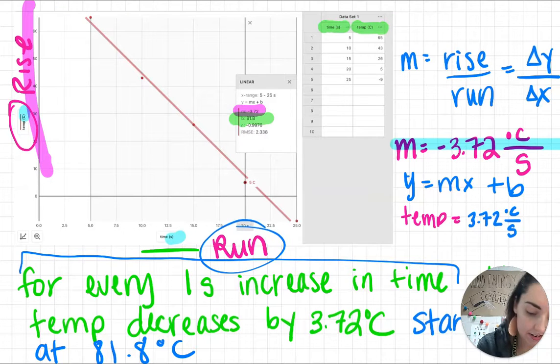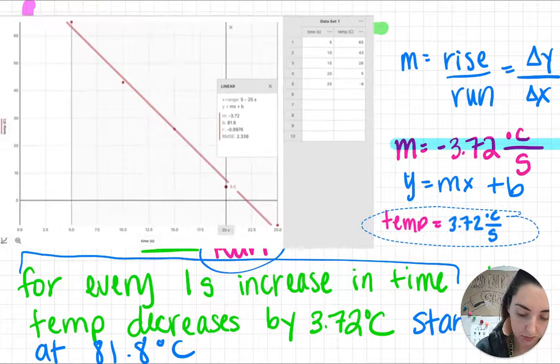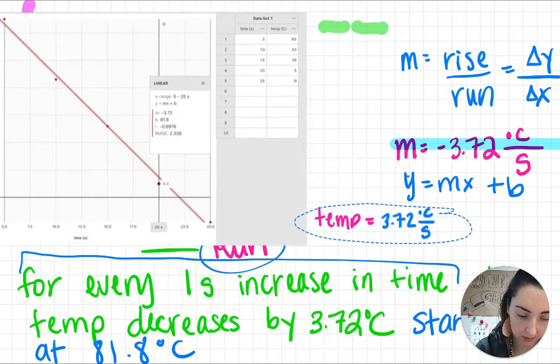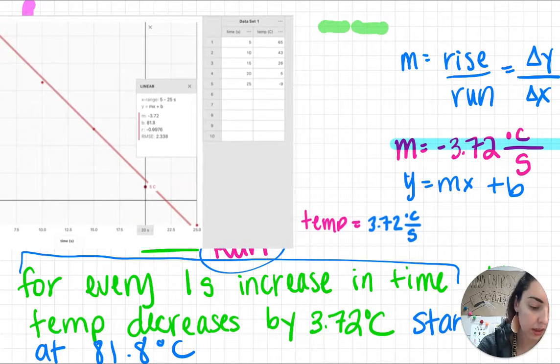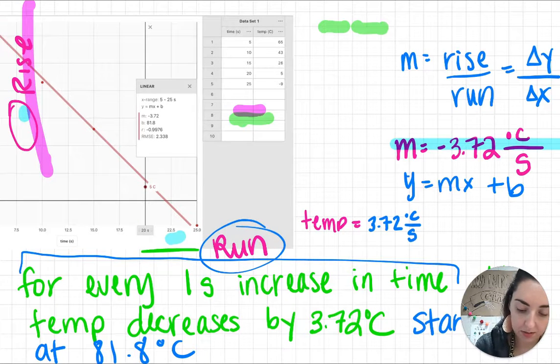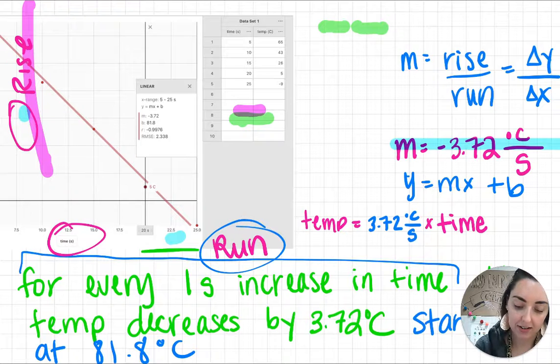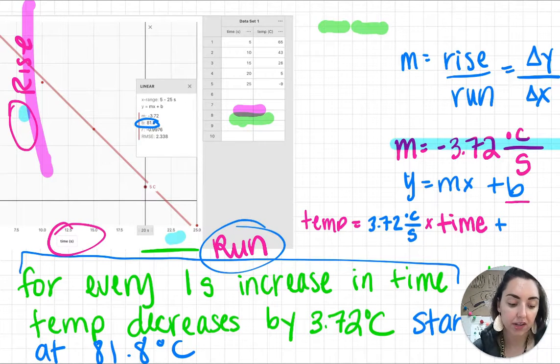The next thing we need is the x. And I'm going to just move this all over a little bit just so I have some space. So this is going to be times our x value, which is time. And then the last thing we need is this plus b. So once again, when I come over here, I see b is 81.8 degrees Celsius. So I'm going to add that there at the end.